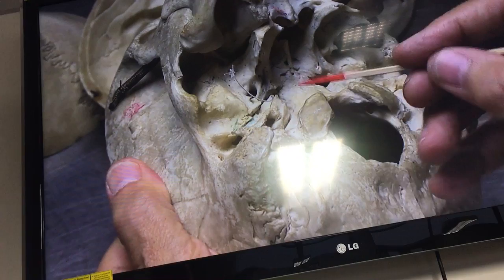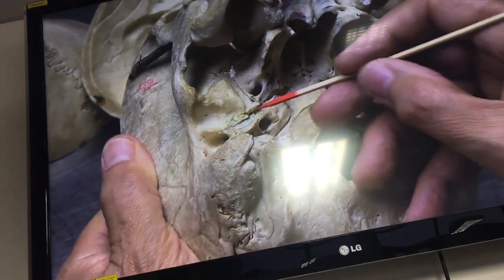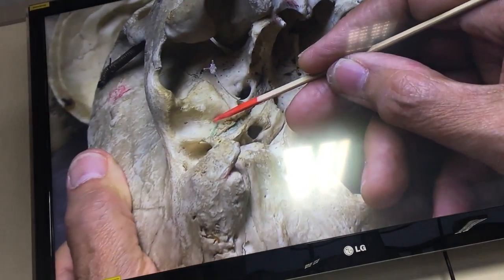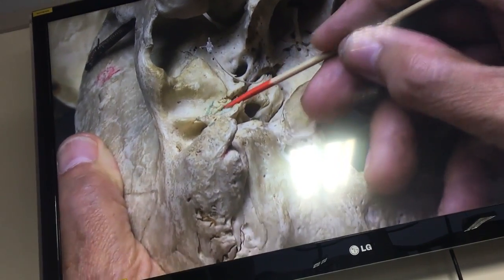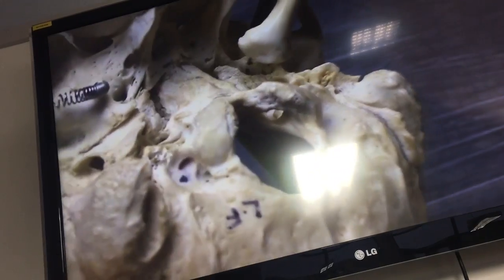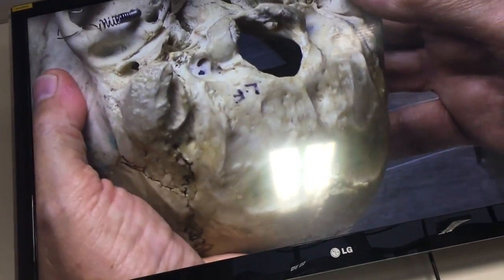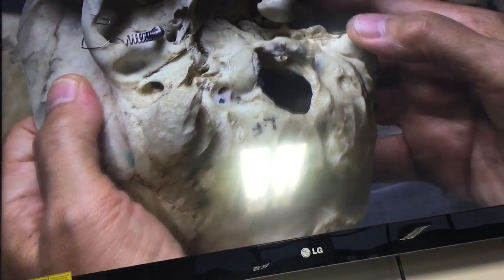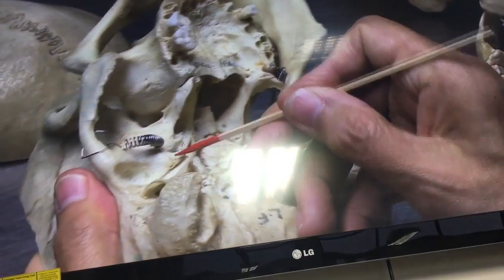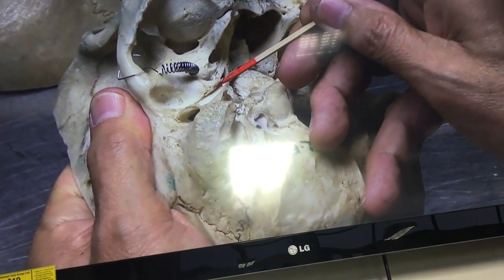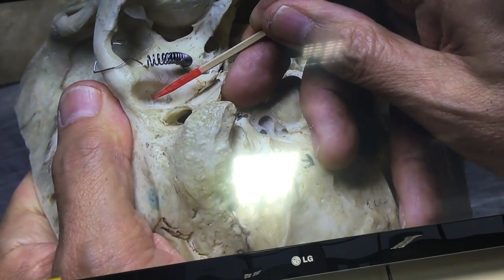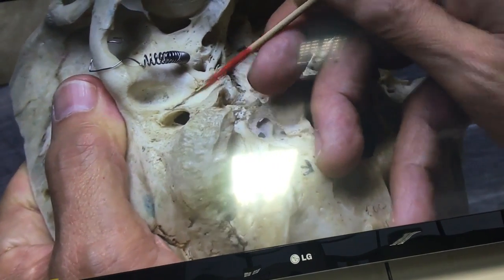Right in this little area here, this is called the squamotympanic suture, right here. Fissure. Squamotympanic fissure, right along here. This one shows it a bit better. Right here, between the squamous part of the temporal bone and the tympanic part of the temporal bone.